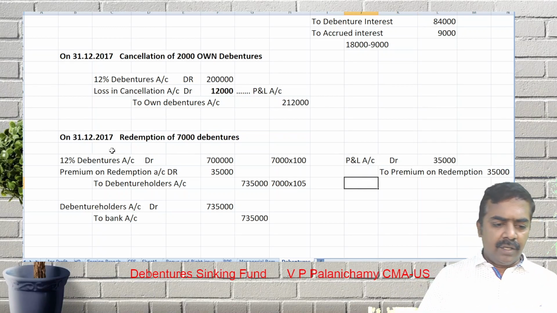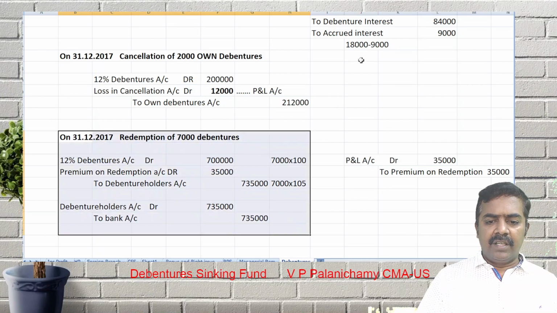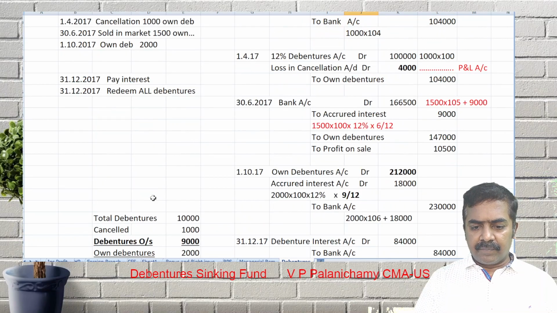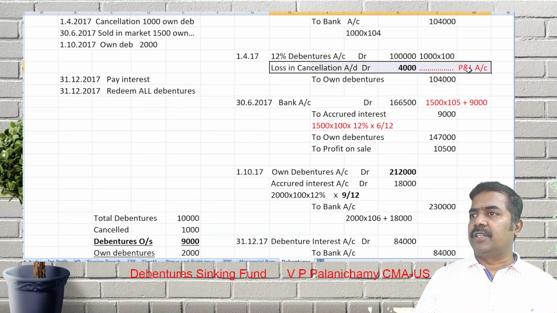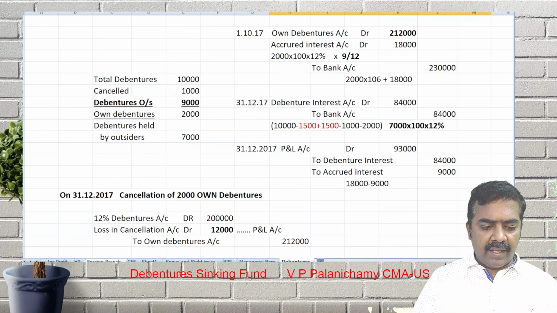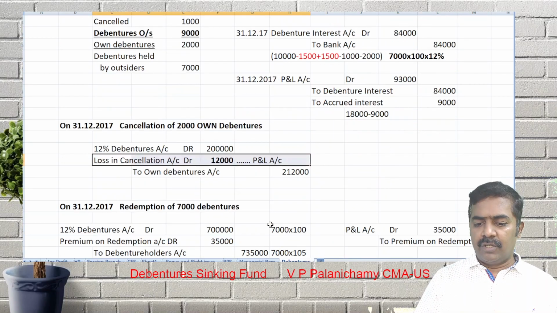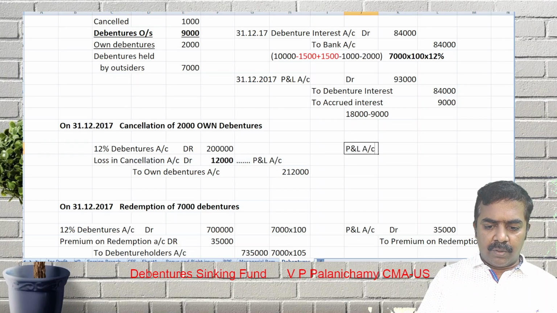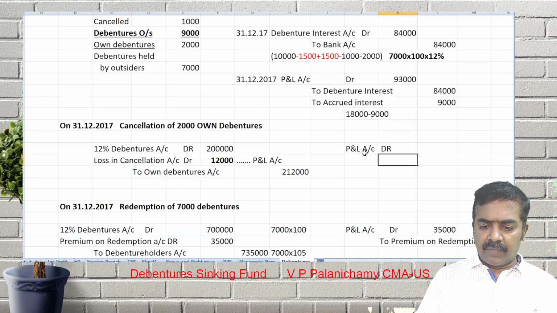So coming back. So remaining debentures redeemed. இப்போ வெயிட் பண்ணுங்க. Loss and cancellation இருக்கு இல்லையா? எவ்வளவு இருக்கு பாருங்க இந்த வருஷத்துல. Already on 1/4/2017 there was a loss and cancellation. How much? 4,000. Again there is a loss and cancellation. How much? 12,000. Both will be charged in P&L account. So P&L account debtor on 31st December. P&L account debtor to which one? Loss in cancellation.